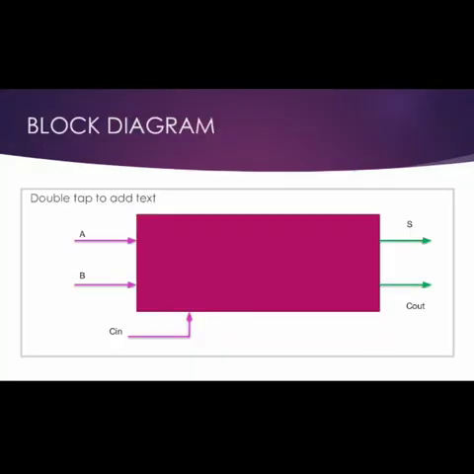And this is the block diagram of a full adder. Here we have 3 inputs and 2 outputs. The 3 inputs are A, B and Cin. The 2 outputs are sum and carry out.